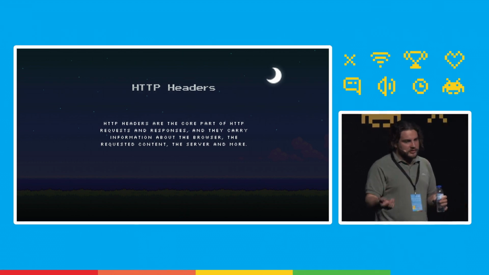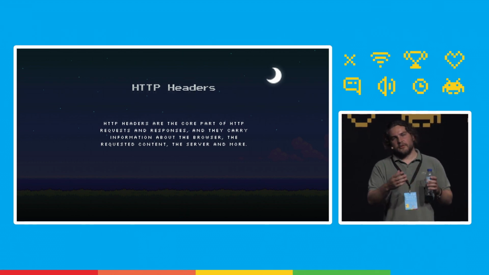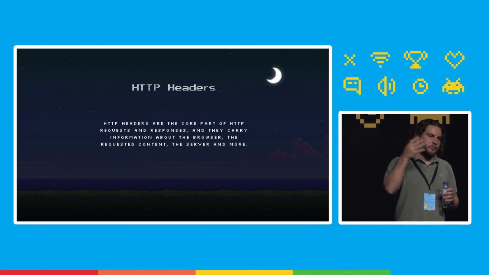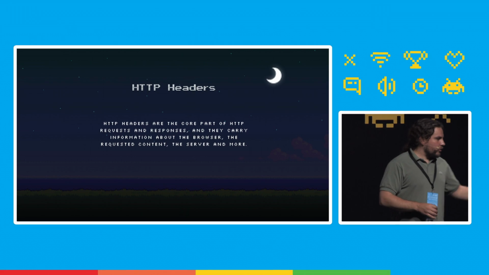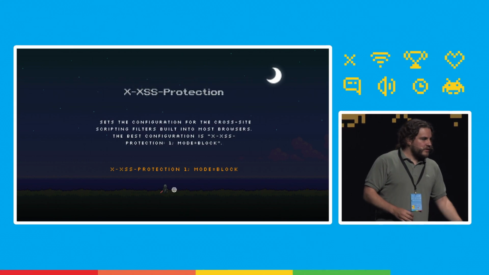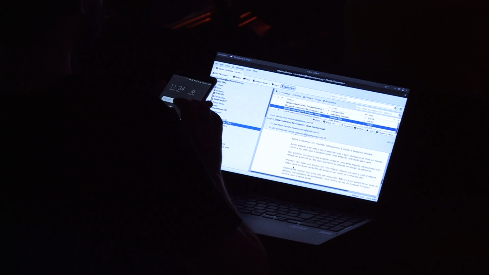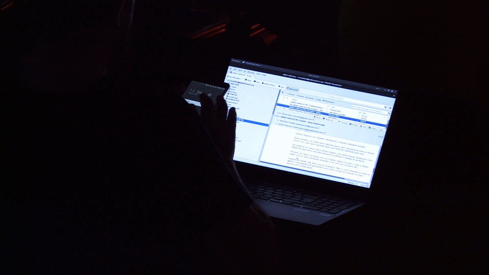We use headers for everything in HTTP, but in this context, I will talk about the headers that the server sent to the browser, and the browser will happily do it for you. So let's start with the first header, XSS protection. Simple header. It tries to activate the XSS filters of the browsers.